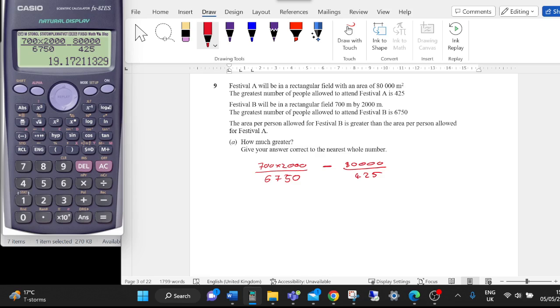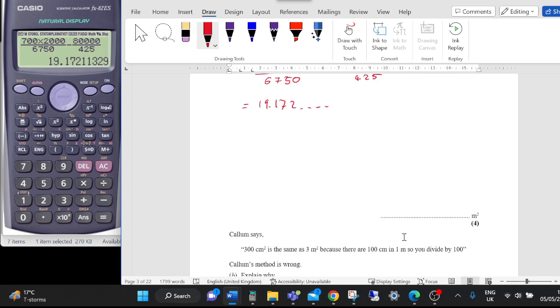I'm just scrolling to see whether the mark scheme agrees with me. And it does, yeah. So my answer here is going to be 19.172... Giving your answer to the nearest whole number, so my answer is going to be 19.